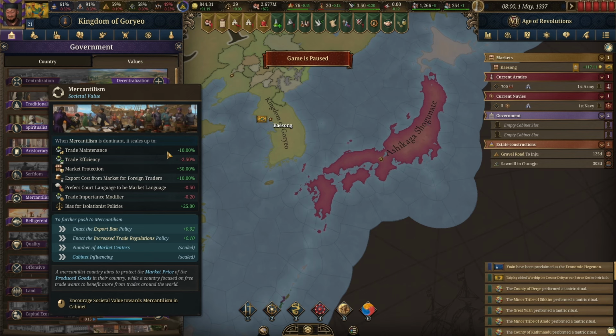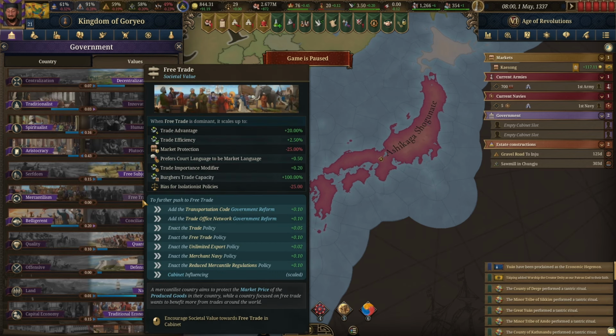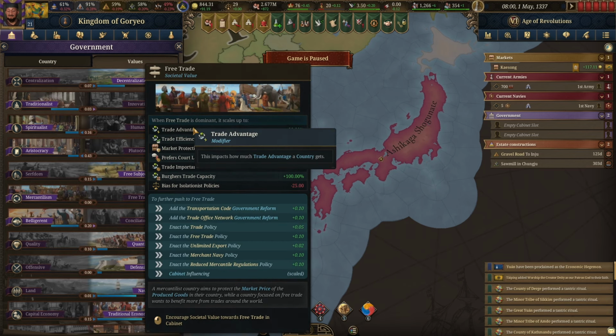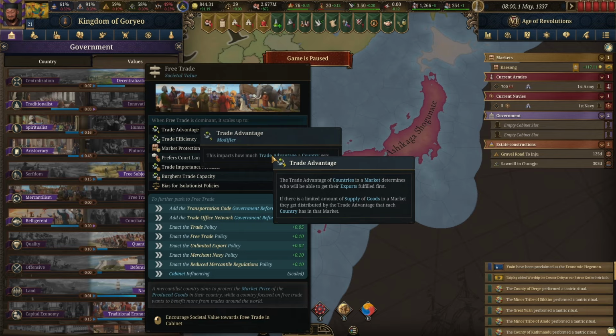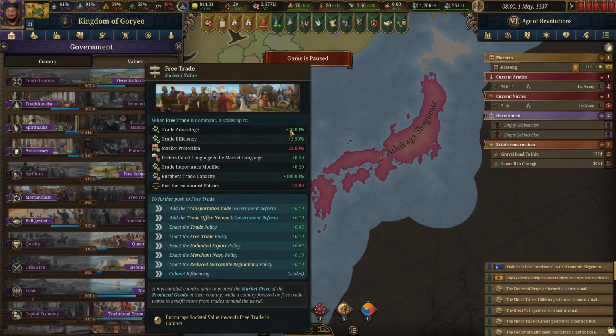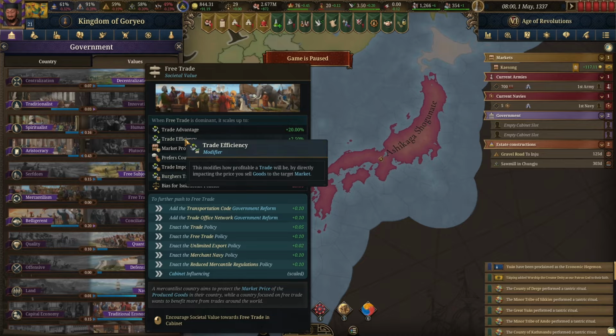These numbers come into the quite complicated trade mechanics, but to put it as bluntly as I possibly can, free trade increases your trade advantage, which affects whether you gain access to goods first in a market. To put it as simply as possible, if there were two swords in a market and 3 countries wanted them, the 2 countries with the highest trade advantage in that market would get those swords, and the third one wouldn't get anything. So trade advantage is a very good stat when it comes to gaining access to goods in other markets, as well as in your own. Trade efficiency simply increases the amount of money you make from selling goods, so that's nice.